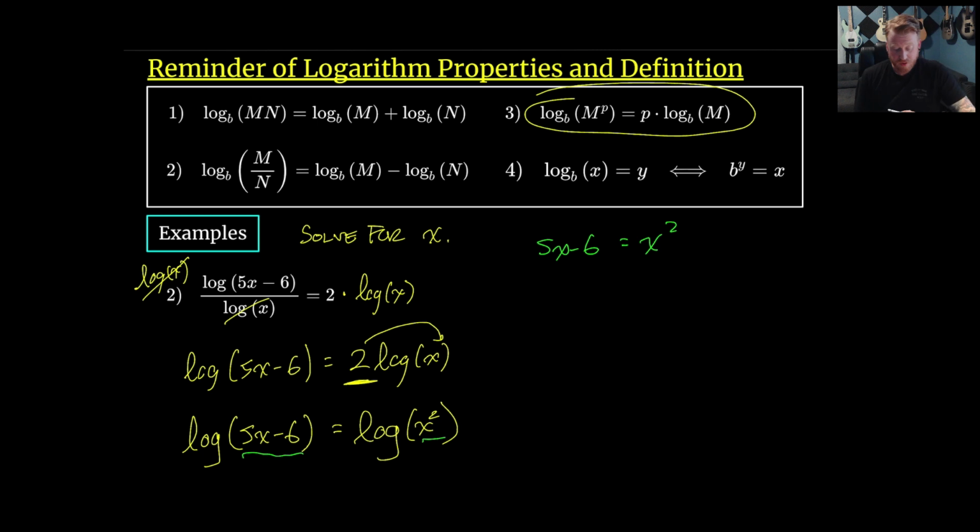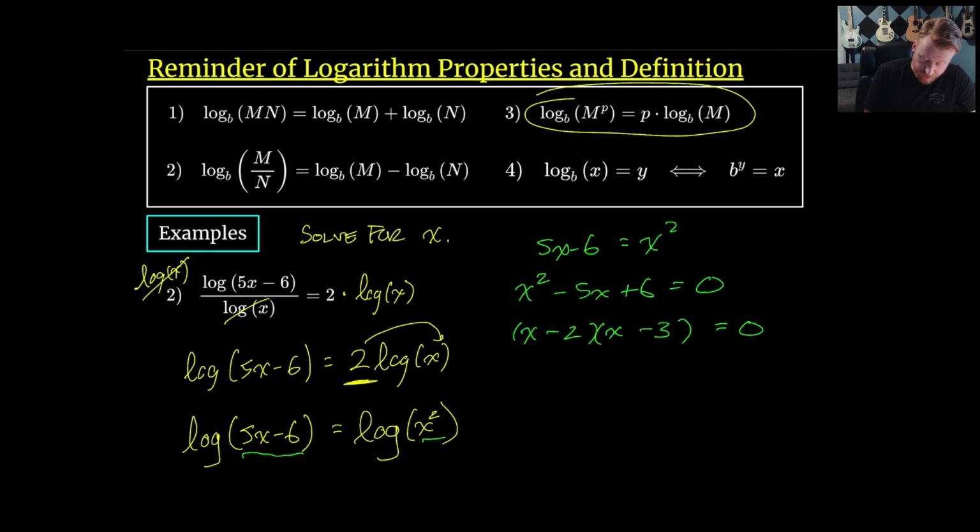And now this should go very similar to some other problems that we've seen here. If I get everything on one side, x squared minus 5x plus 6 equals 0. Then we can factor this left side and we'll get x minus 2 and x minus 3. Those will add to give me the minus 5 and multiply to give me plus 6. Yeah, that feels good. So from there we can solve for x. We'll get x equals 2 or x equals 3.